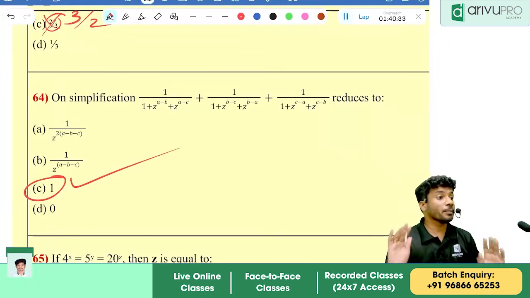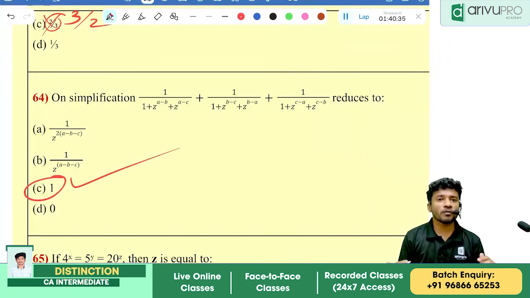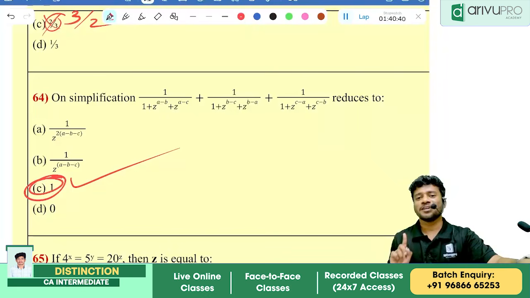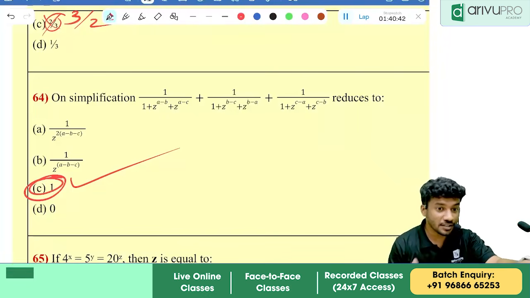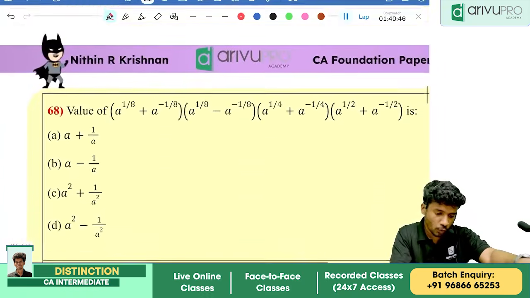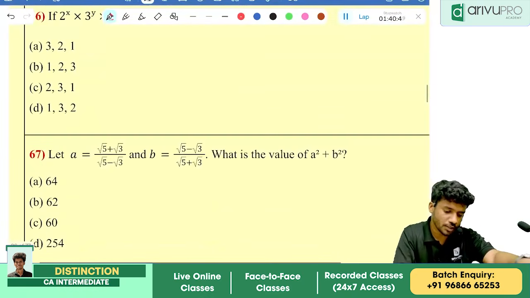Remember that. Some people will want to solve it. You will take 5 minutes and solve everything, but at the end you will get what? 1. Whenever it is cyclic, the answer is what? 1. Look at the next question for you. No, we will solve this question.